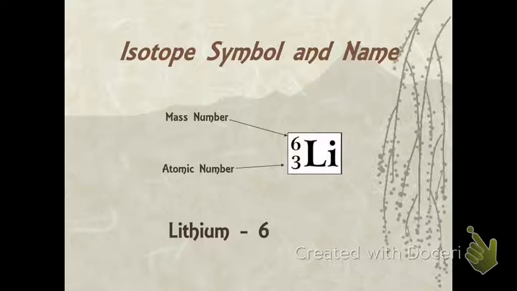Now how we name them is a little bit different too when we're dealing with isotopes. We have to tell people the number that goes with it. And so we use its normal name, and then we put a dash, and then we put the mass number at the end. So it's telling people that it's lithium-6 versus lithium-7 or lithium-8.